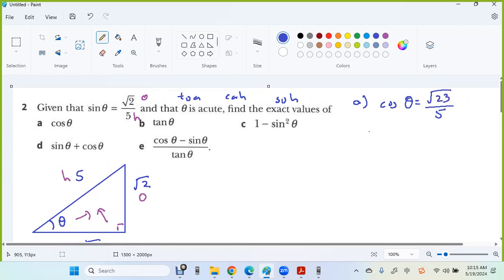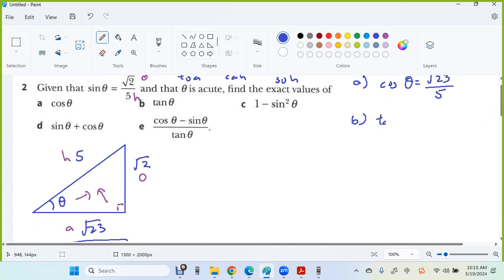And then B, we want to find the tangent theta. Tangent will be O over A. So it is square root 2 over square root 23. So we multiply with square root 23 here. So it will be square root 46 over 23. Okay, so both multiply inside the square root here.